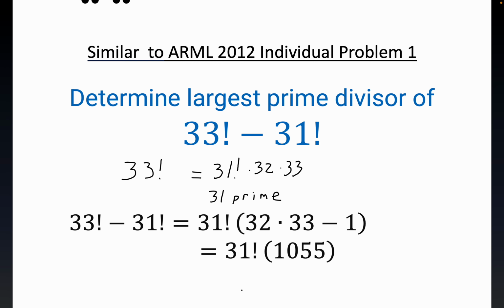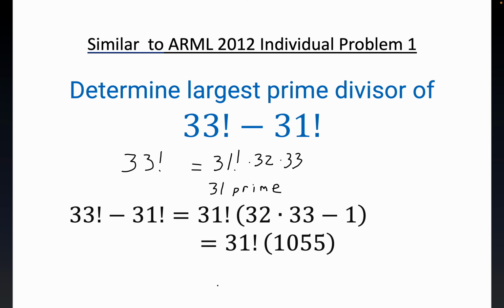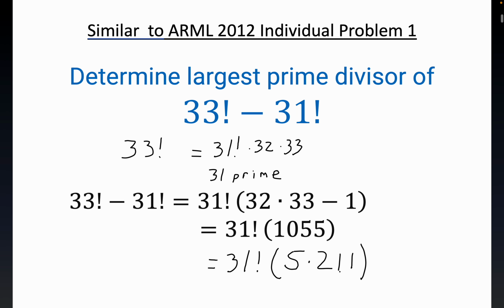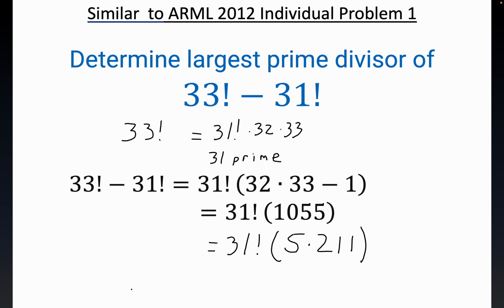So what we get right here is 31 factorial times, and this one isn't too hard to do in your head, 5 is certainly a factor of 1,055. And then you have 5 times 211. Okay, 5 times 211. And you'll notice the question becomes: 5 is not bigger than 31, but 211, if it's prime, will be our answer, right?